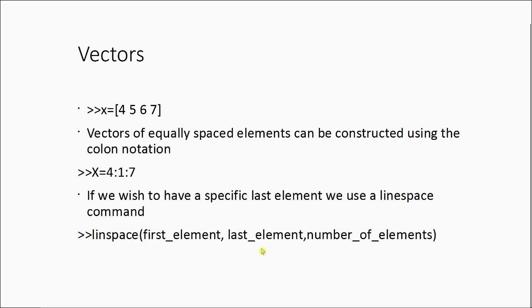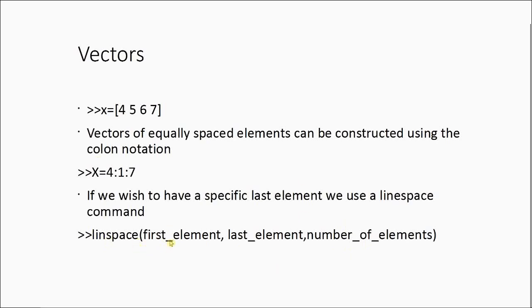If I want a set of elements to be generated between two elements, the first element and the last element, you can go for the command linspace. This command linspace generates a set of elements between the first element and the last element. For example, if I want to generate 100 elements between 1 and 50, the format is linspace(1, 50, 100).